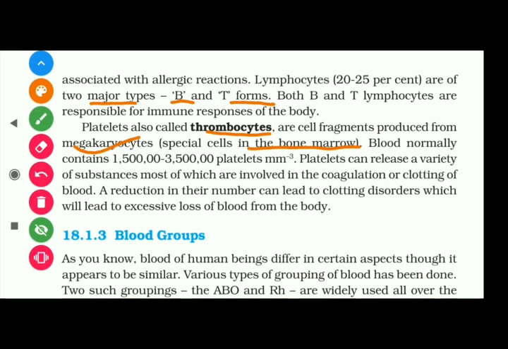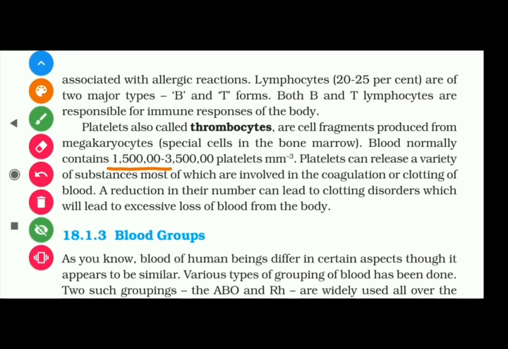Now blood normally contains 1,50,000 to 3,50,000 platelets per cubic millimeter. These are the ranges of the RBC, WBC, and platelets. First of all RBC is 5 to 5.5 million per cubic millimeter. WBC is 6,000 to 8,000 per cubic millimeter. And last, thrombocytes or platelets are 1,50,000 to 3,50,000 per cubic millimeter, and in a healthy human being they are present in this amount.